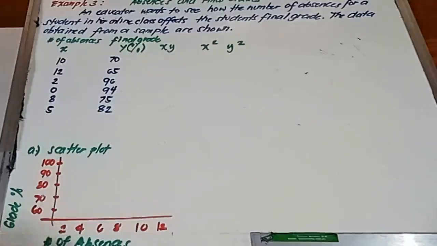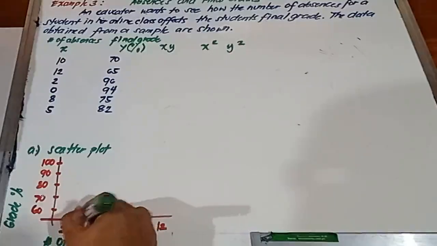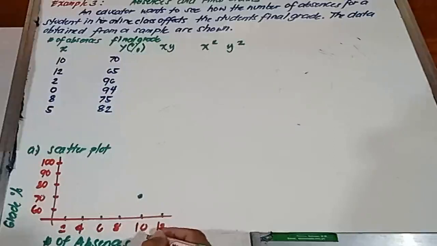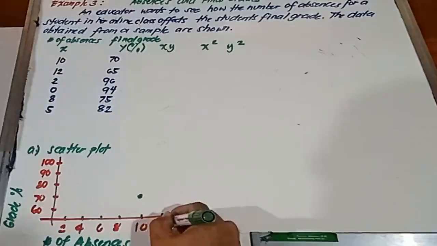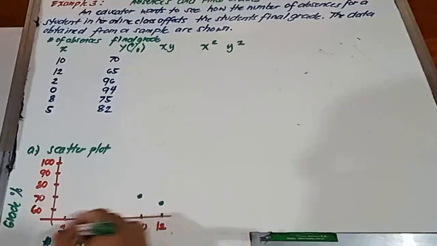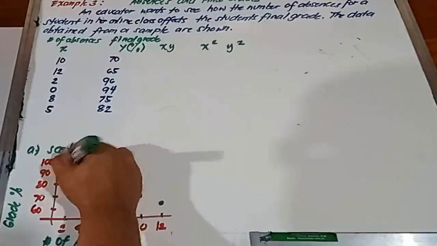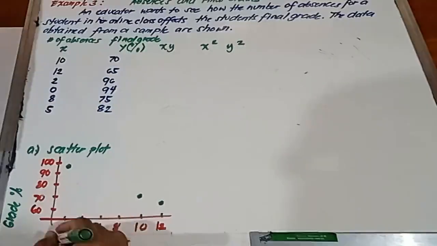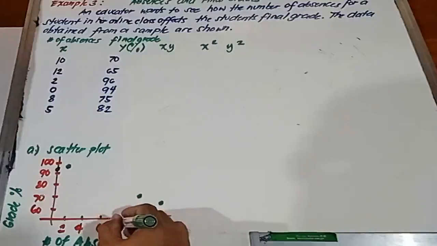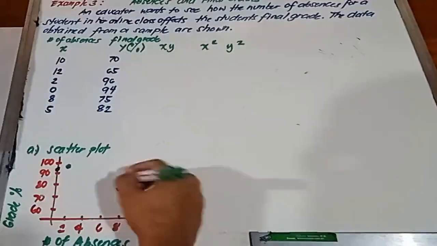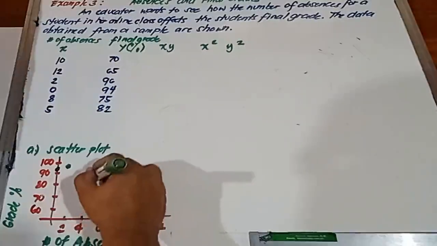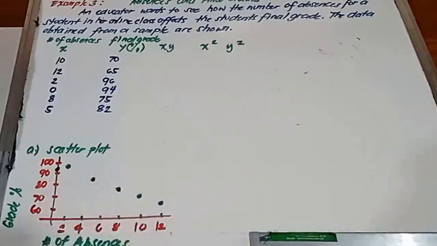Kung natin scatter plot, 10, 70. So, we have 1, 2, 3. 10, 70 ito. We have 12, 65. And then 2, 96. And then 0, 94. 8, 75. And then 5, 82. So, ito yung ating scatter plot.